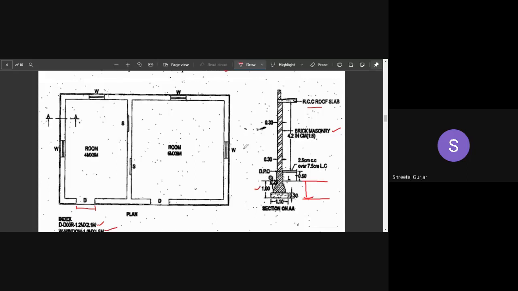So we have gone through the cross section also, and we have seen a few details. Now the first thing we have to do when we have to estimate using long wall short wall method, okay, two methods, long wall short wall and center line, in both of these methods, is to find out the center line length of your long wall and your short wall.